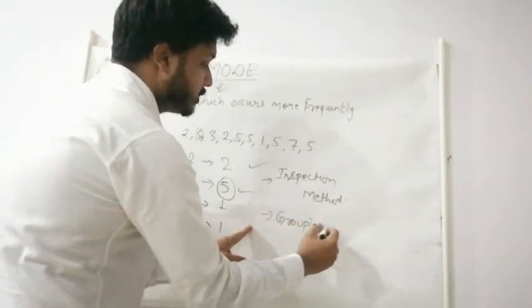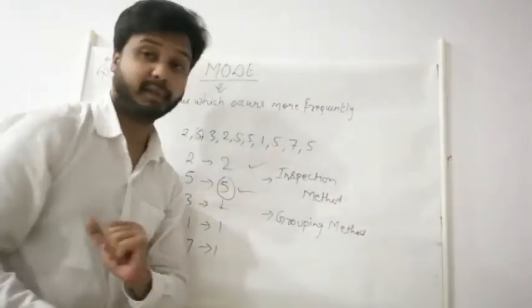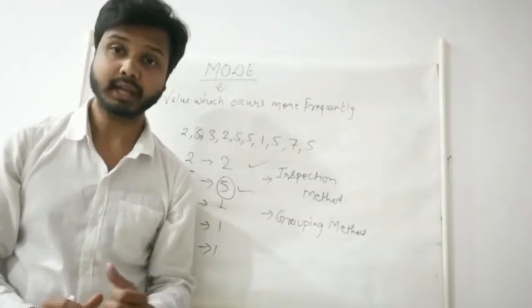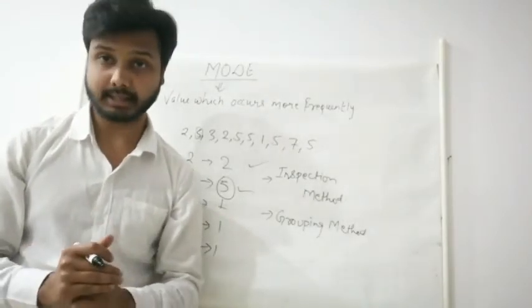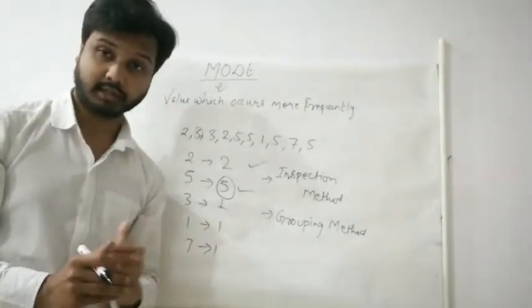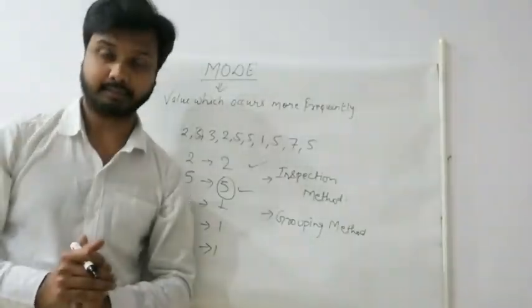Now another method of finding mode is grouping method. Okay, this is our grouping method. So students, what we do in grouping method is we make a grouping table, we group the numbers, okay, and after that we make one analysis table and then we find the value of mode. So let us see one question related to that and how grouping method is done.